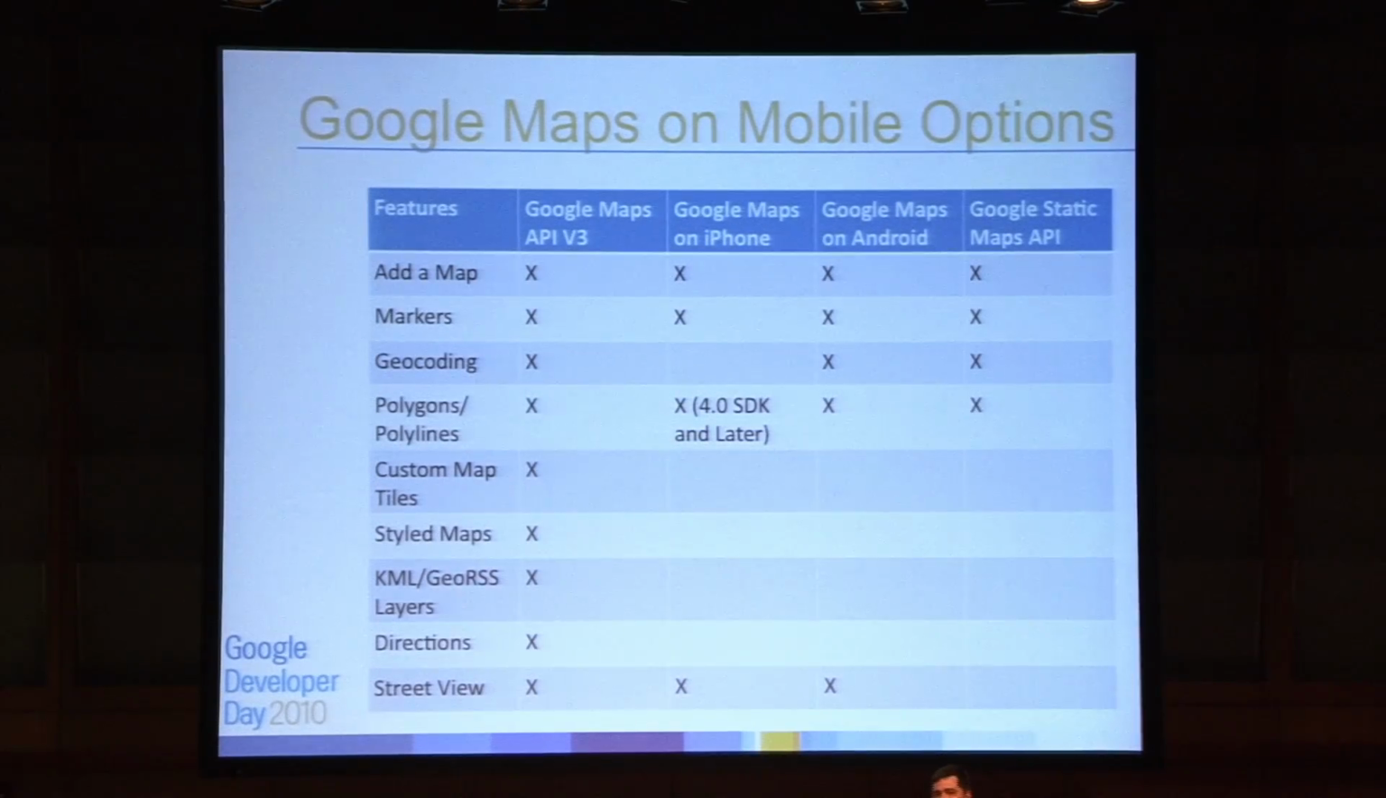But the JavaScript API provides you with a lot of additional features. You can do custom map tiles, styled maps, load KML and GeoRSS files. You can use directions. And you can do direct geocoding, which, as I mentioned, isn't available on the iPhone. There's a whole host of other features that are not available to the native APIs that are part of the JavaScript API. So I'm going to focus on that as the direction which I think you should go. But I want to run over the different options that you have and talk generally about the other ones.